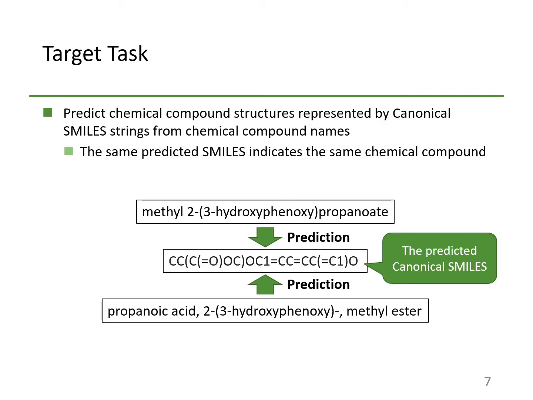In this work, for chemical information extraction, we tackle prediction methods of canonical SMILES strings from chemical compound names. Canonical SMILES is a representation format of chemical compound structures. We first predict chemical compound structures from different chemical compound names. If we have the same SMILES string, we regard them as having the same chemical compound structure, and we think their names are equivalent expressions.